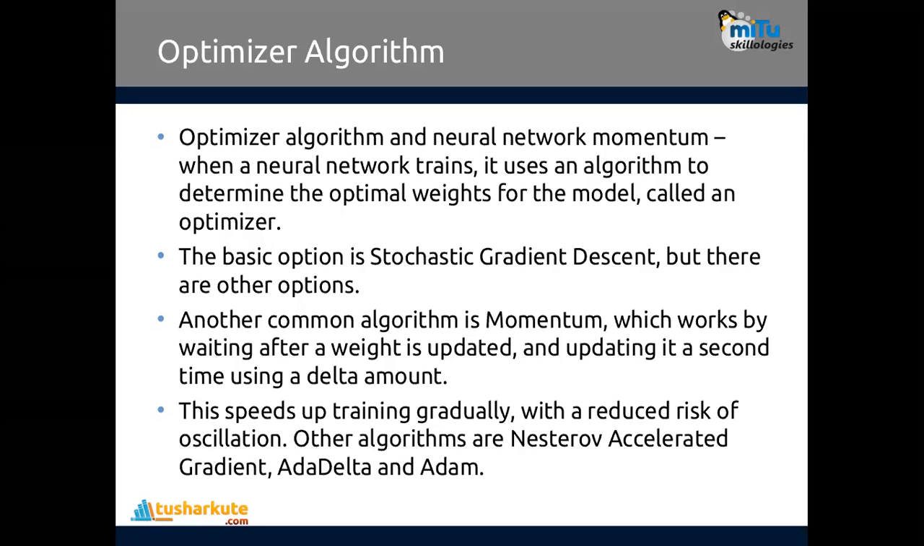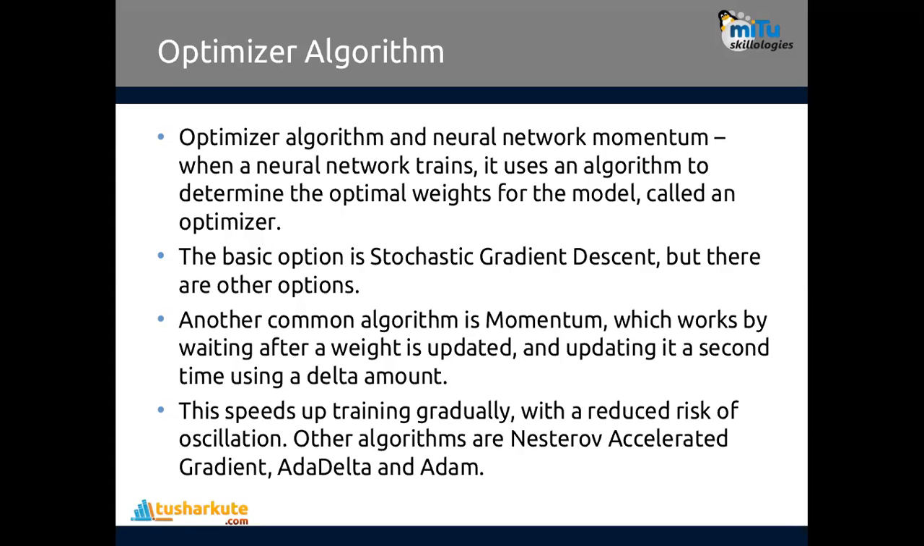Another common algorithm is called momentum, which works by waiting after the weight is updated and updating it a second time using the delta amount. So one more parameter is this delta, which we can also pass as a hyperparameter, but it takes its value according to the optimizer algorithm you have assigned. The optimizer algorithm internally contains its own statistical architecture. Based on that only, the optimization of the weights is done. Optimal weights can be calculated. Remember, that's what we call an optimizer algorithm.